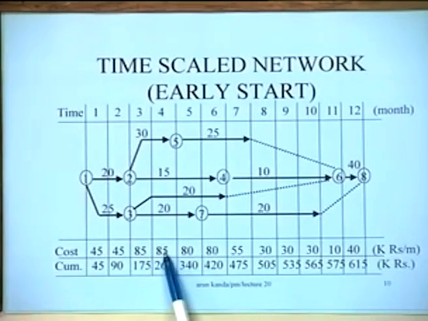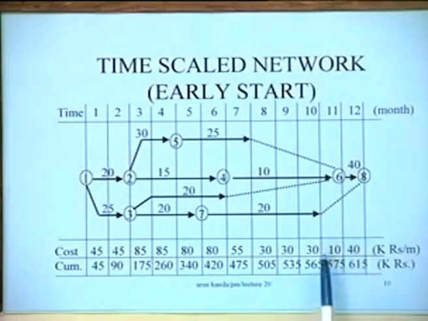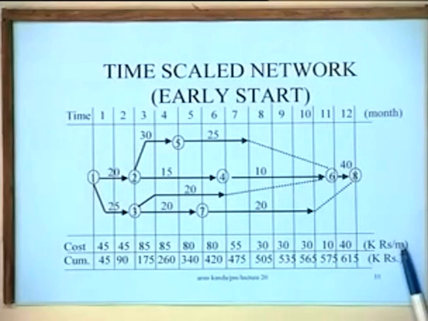And so similarly 85 here, 80 here, 80 here, 55, 30, 30, 30, and finally in the last period only 40, and only 10 is going on in this particular period, because this is the only activity which is going on. All other activities are over. This monthly expenditure in itself is a very useful bit of information for purposes of implementation, because it tells you what are the cash requirements for implementing this particular schedule.